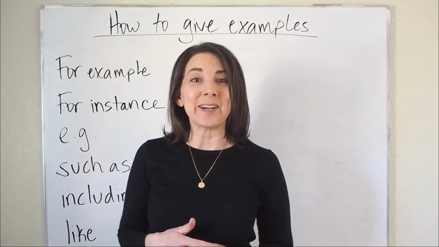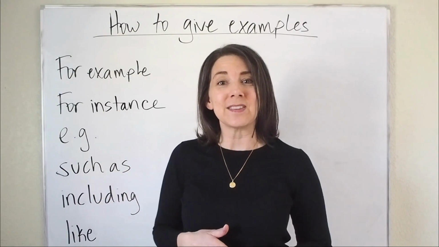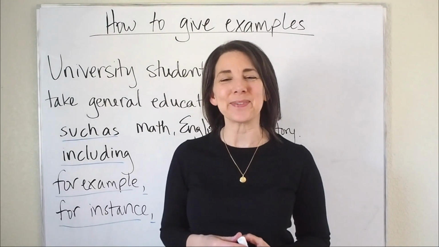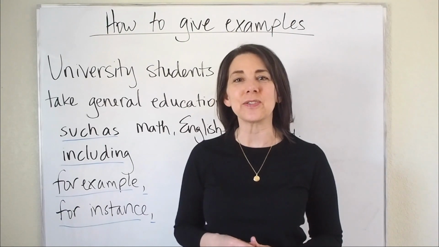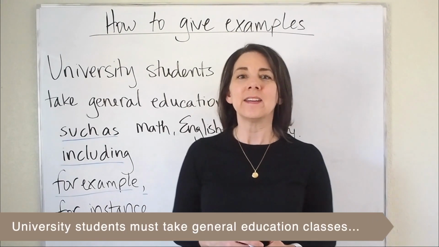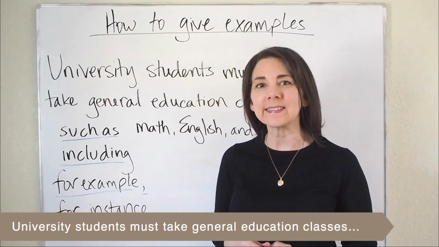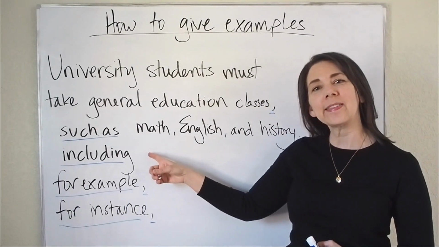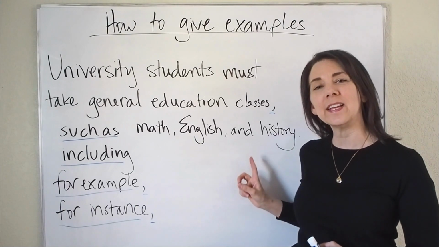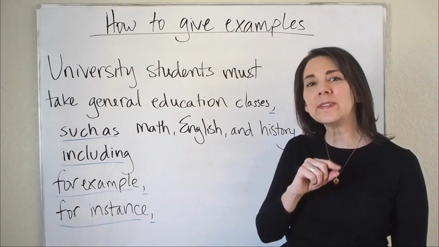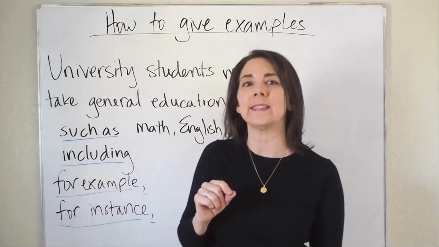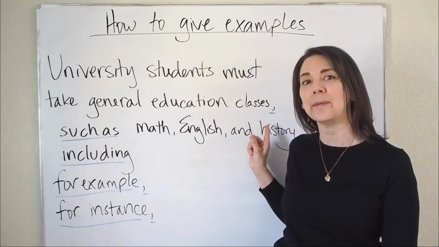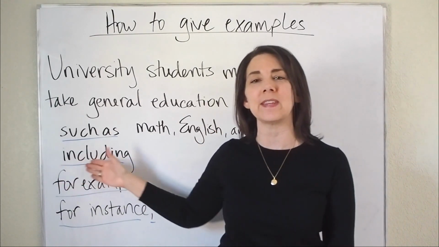So let's see an example for each one so you can see the grammar. Let's see an example sentence. University students must take general education classes. Then we have 3 examples: math, English, and history. Notice that after the word classes, we need to put a comma before we introduce the examples.